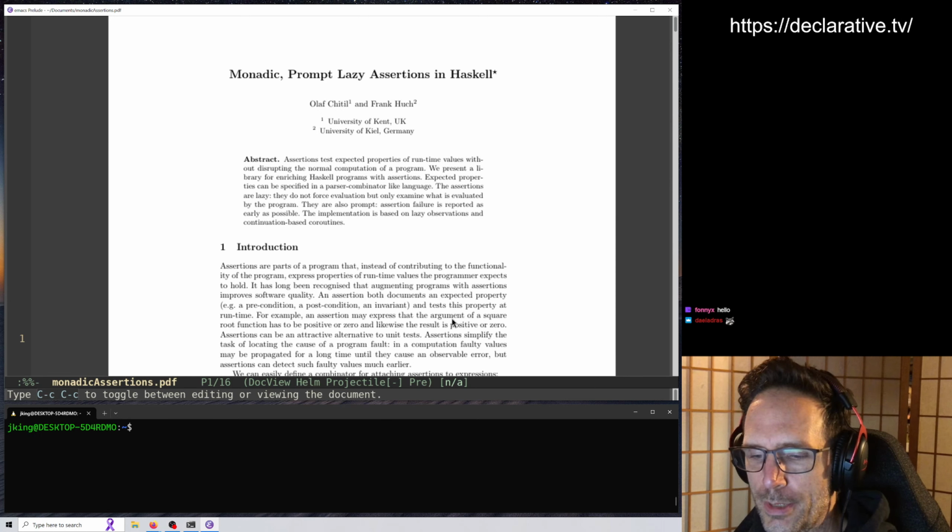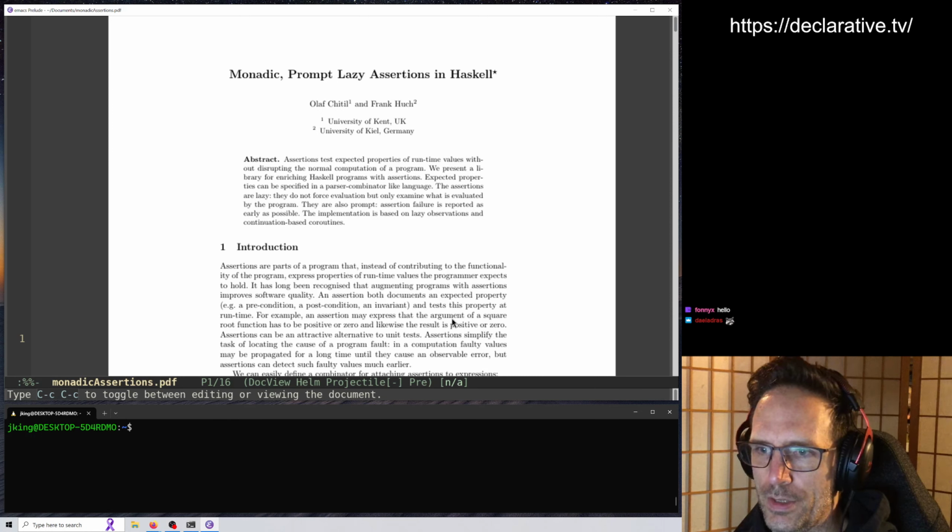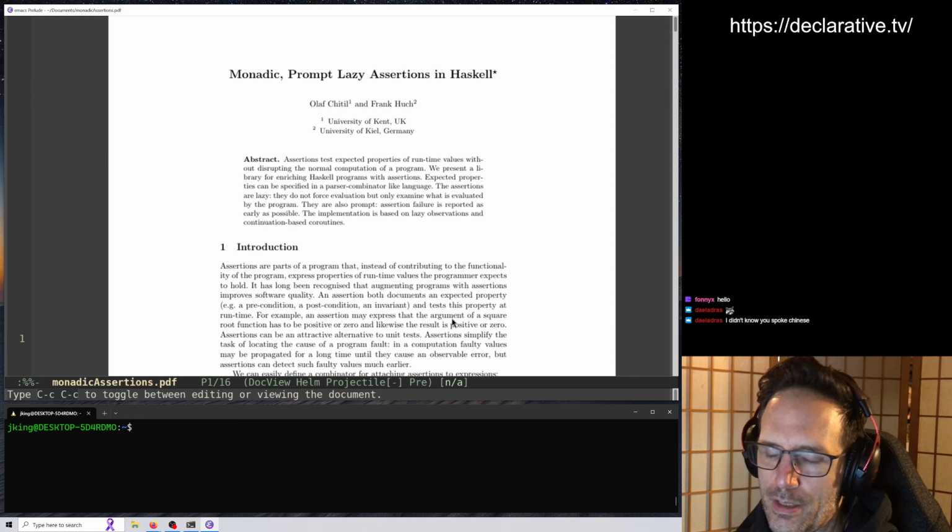So this one does it a little bit differently. It's a little bit more lazy, so that it only reports up to the failure if it fails, and then doesn't compute anything else. So it doesn't evaluate any of the rest of the data structure if the assertion fails. And I thought it might be neat to check this out.